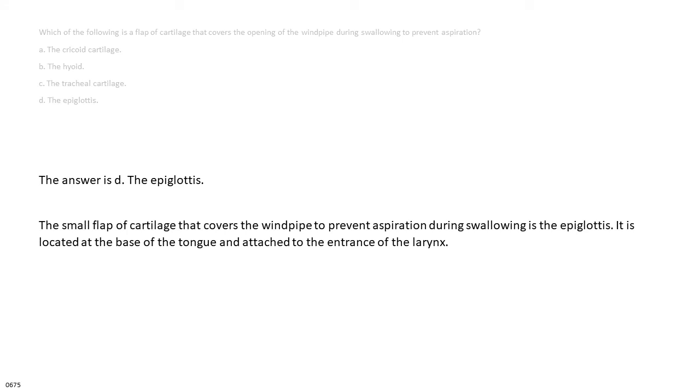The small flap of cartilage that covers the windpipe to prevent aspiration during swallowing is the epiglottis. It is located at the base of the tongue and attached to the entrance of the larynx.